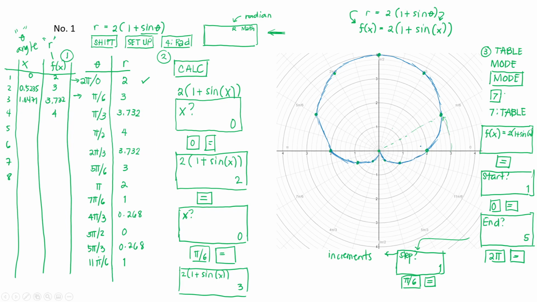Okay, so that will be your graph. This is the graph for the equation r equals 2 times 1 plus sine theta. So that's the first graph. For us to confirm that this is the graph from Desmos, let me erase this one first.